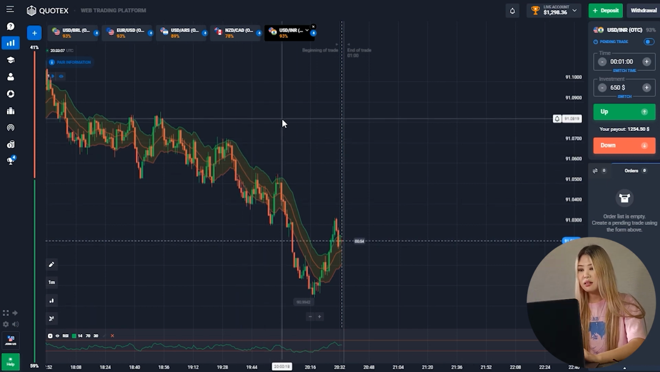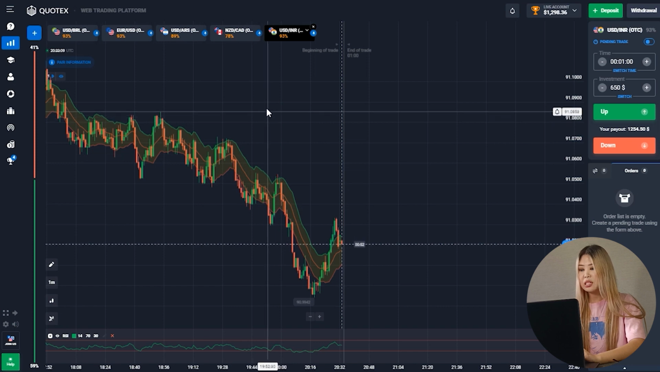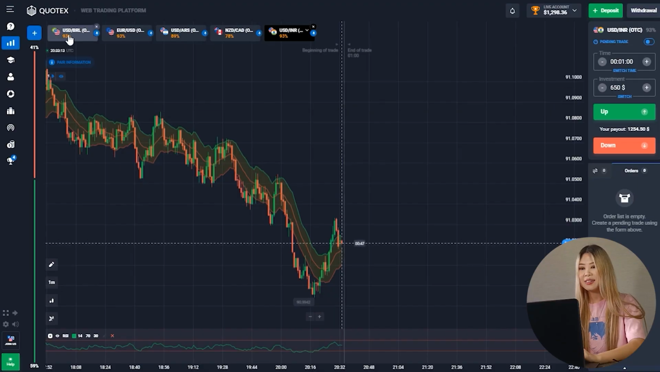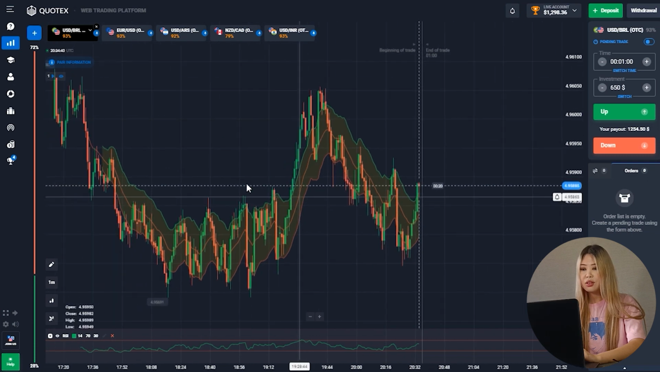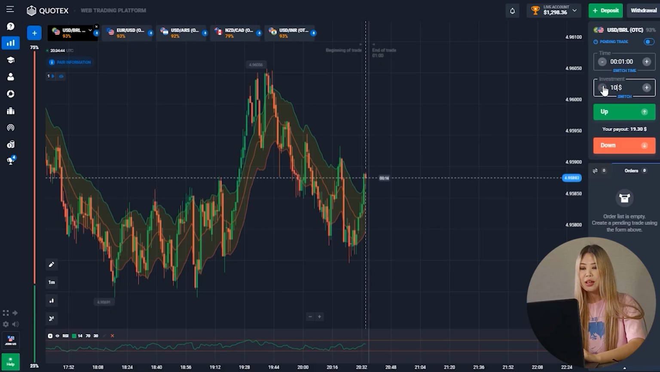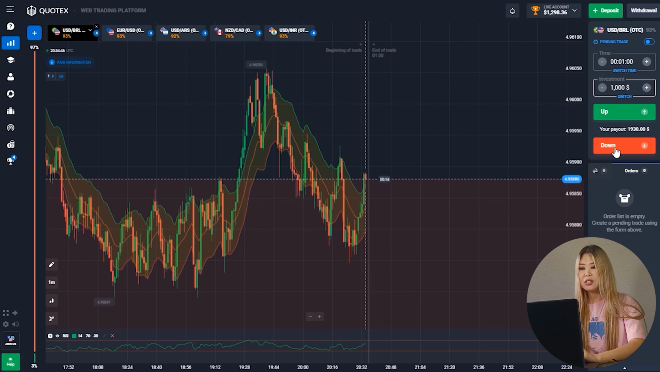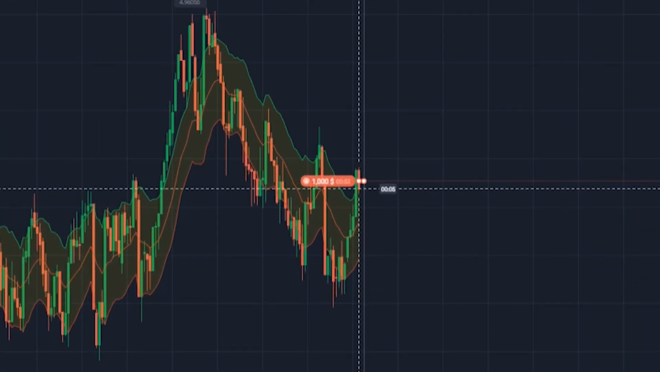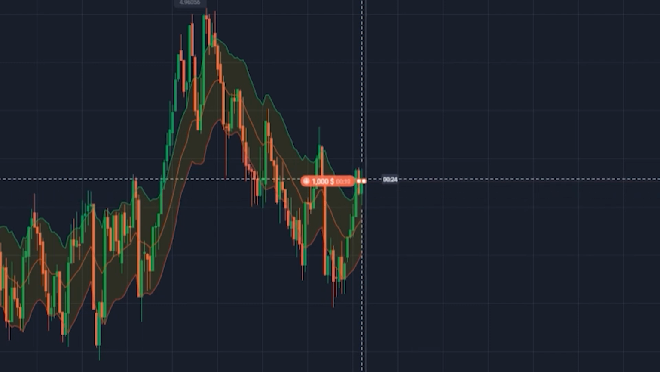I was very confident about these entry points, so as usual I opened my full deposit to of course accelerate my deposit faster. Well, I went again to the first currency pair, and on this currency pair I see an awesome situation again. Let's not waste any time. $1,000 of my investment and trade down. Let's go.